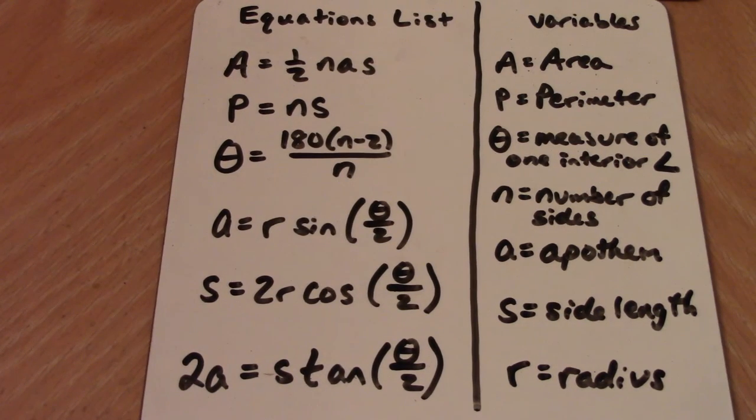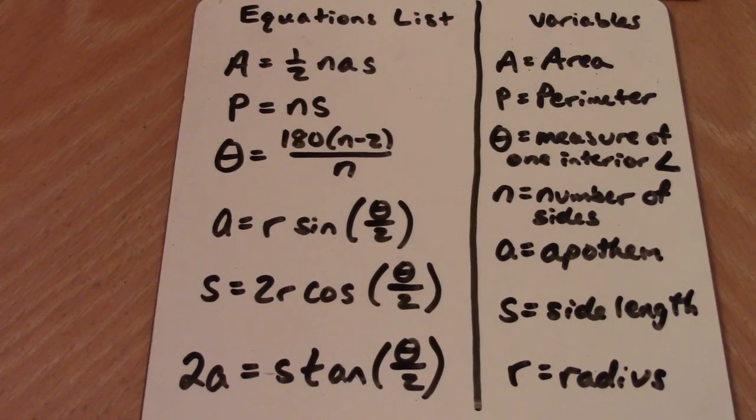That does it for video 2. Video 3 will contain our first example. I will probably do each example as a separate video, and there'll be one video for each possible given side, one for radius, one for apothem, and one for side length.